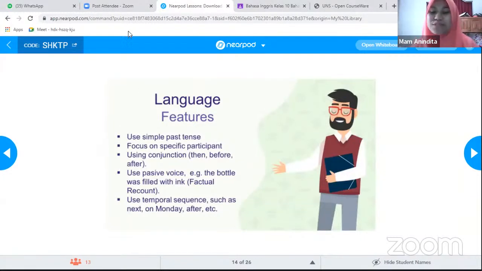Okay, great students. After doing various activities, I will continue to explain the material. Now, the language features of recount text. The first, use simple past tense. Second, focus on specific participants. Third, use conjunctions like then, before, after. Next, use passive voice, like the battle was fought in factual recount. And the last, use temporal sequence such as next, then, on Monday, after, and so on. Okay, move on.